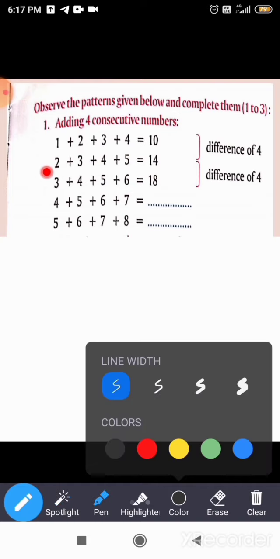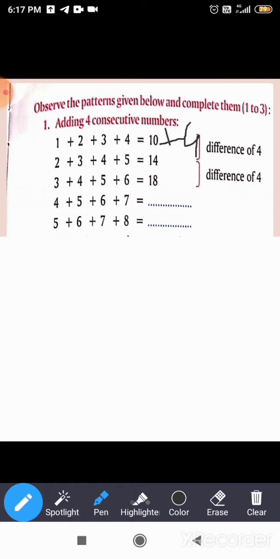It is a difference of 4. It means whenever we are finding the next answer, we are going to add 4 to the answer. For example, if we are adding the numbers from 1 to 4, 1, 2, 3, 4, the answer is 10. Now the numbers are starting from 2, 2, 3, 4, 5, so we just add 4 to this and we get the answer 14. For finding the next one, in 14 we just add 4 and we get our answer.